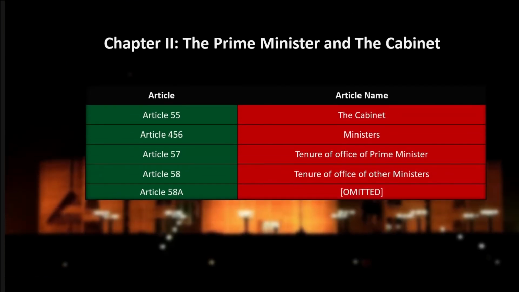Then, Chapter 2, the Prime Minister and the Cabinet. Chapter 2 prescribes that the state must have a cabinet where 9/10 of the members must be members of the Parliament, having the Prime Minister as the head. The Prime Minister will be appointed by the President and shall have the full authority over the executive power of a state. Appointments to the cabinet will be determined by the Prime Minister and made by the President.